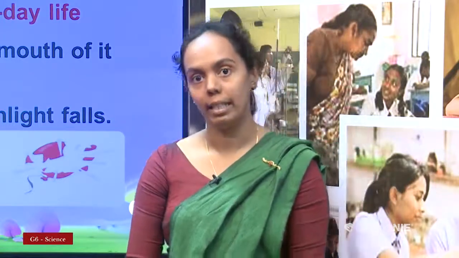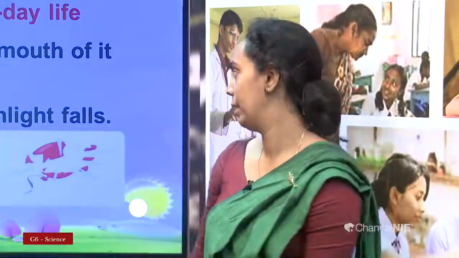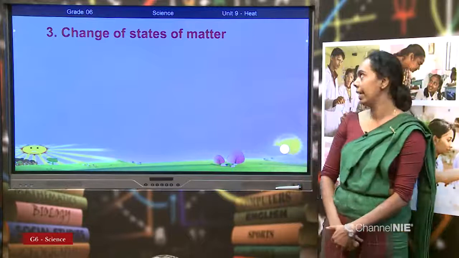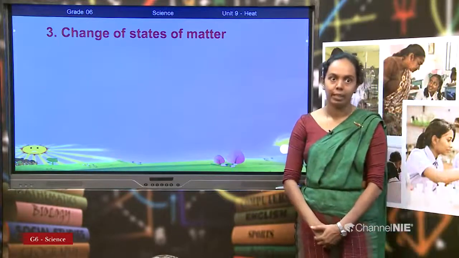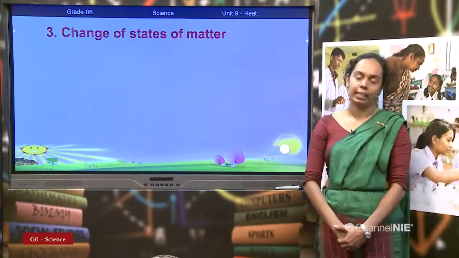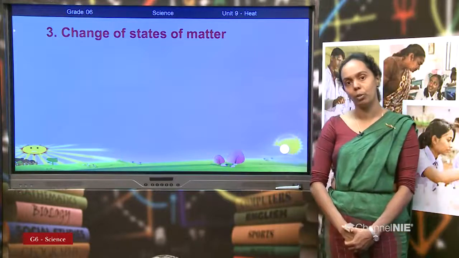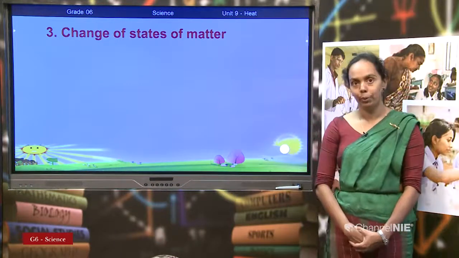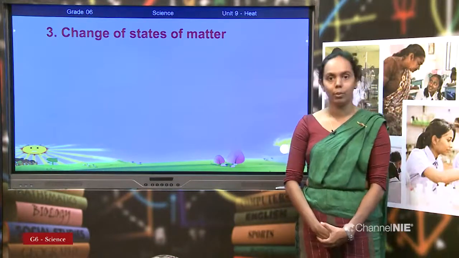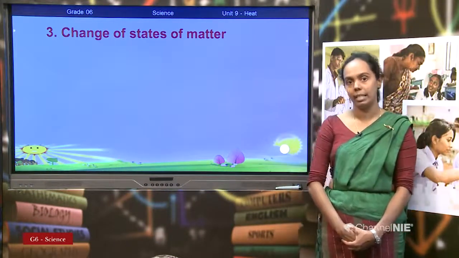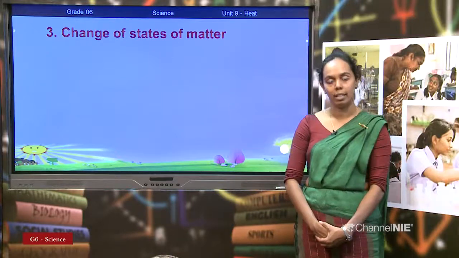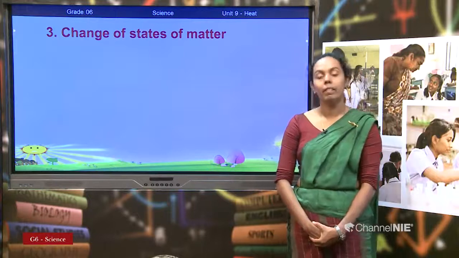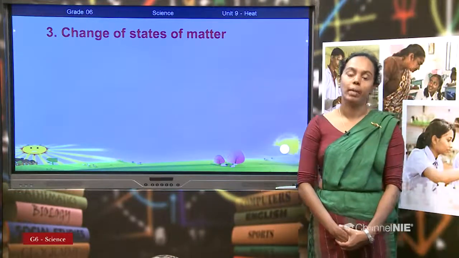Now we will see the third effect of heat. The third effect of heat is change of states of matter. Here, you can think what happened to the ice cube if we take it out from the refrigerator. You know, if we take the ice cube out from the refrigerator, after some time the ice cube started to melt. That means ice becomes water. We will see why this ice is melting.